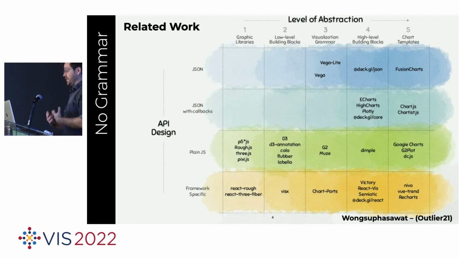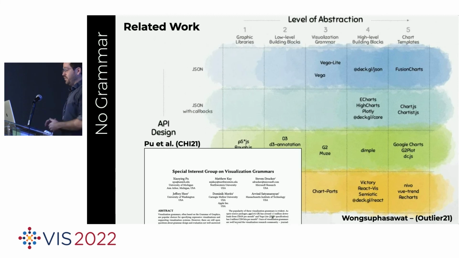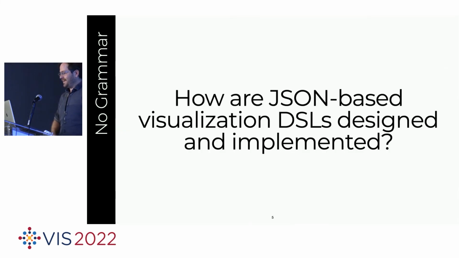Wang Sapasawat developed a taxonomy of web-based visualization libraries, which includes, but is not limited to, JSON-style DSLs, while Pu and friends held a special interest group at CHI 21, visualization grammars, which highlighted the lack of a coherent definition of and evaluation mechanisms for visualization grammars. While these efforts are important, they leave open questions about what design and implementation patterns are used in JSON-style DSLs.